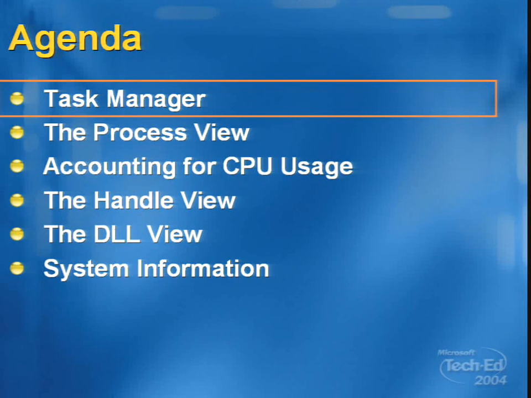So the first thing we're going to look at after Task Manager is the process view in Process Explorer. Then I'm going to spend a chunk of time on accounting for CPU usage, which is the process of figuring out what's consuming my CPU exactly. There are certain scenarios where there are really no good Windows tools that will help you identify exactly what is hogging your CPU, and Process Explorer can delve deep into a process and show you that kind of stuff. Then I'm going to talk about the handle view and the DLL view, which you'll see are alternate views of information in Process Explorer, and wrap up with the system information view.